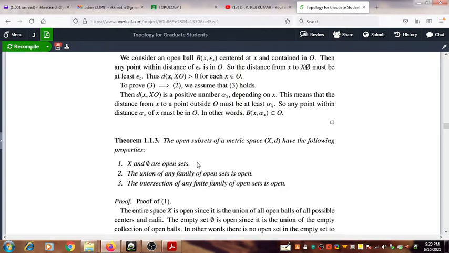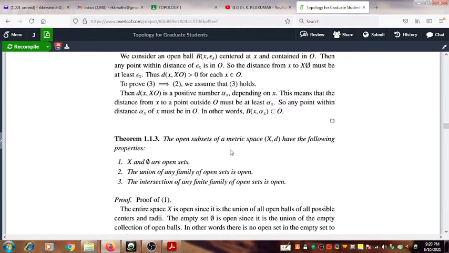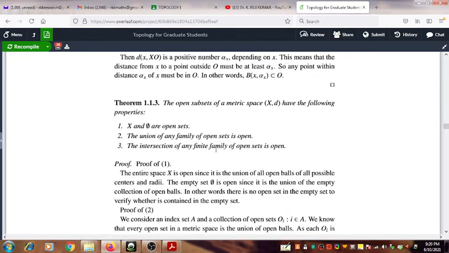In this video, we are going to prove two important results in metric space. The first result is that the open subsets of the metric space (X, d) have the following properties. The first property says that X and the null set are open sets. The second property says that the union of any family of open sets is open.